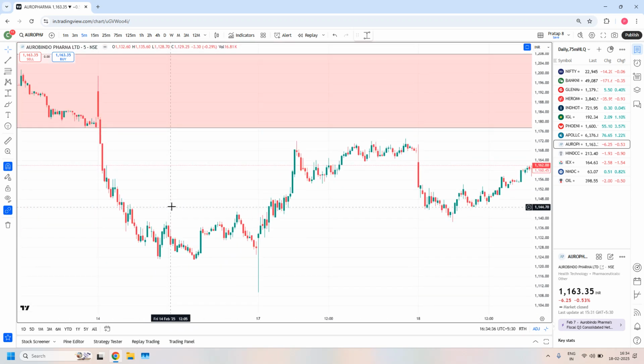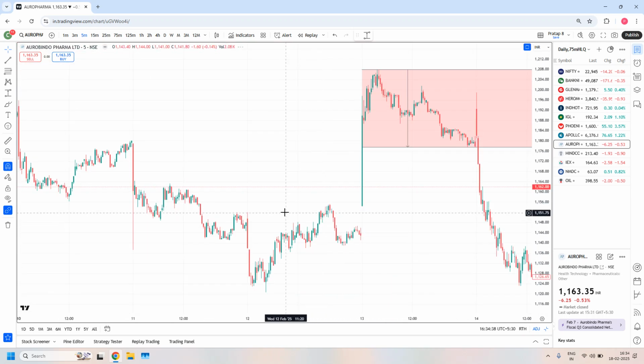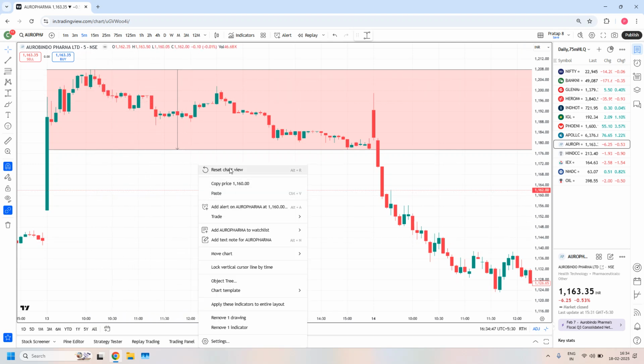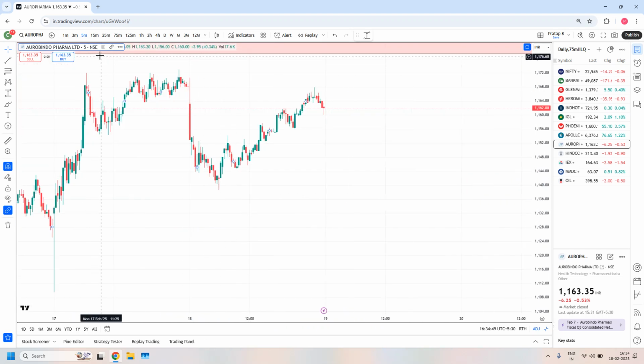Go to 5 minutes. See 5 minutes, there are no proper zones here. All these are normal candles. So that is the reason why I left this stock, no use.